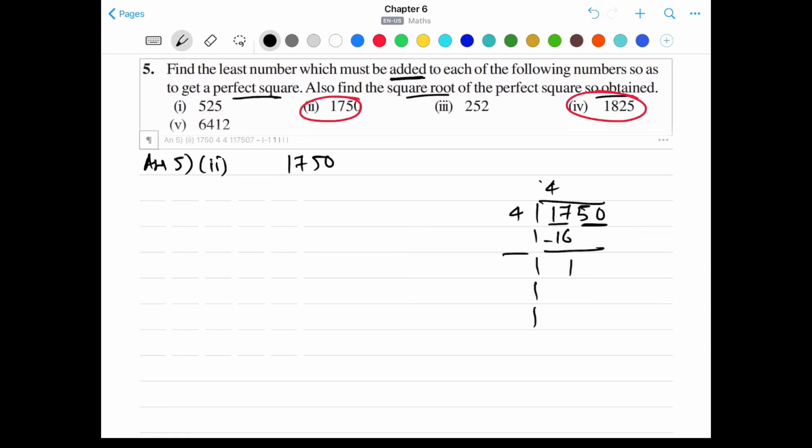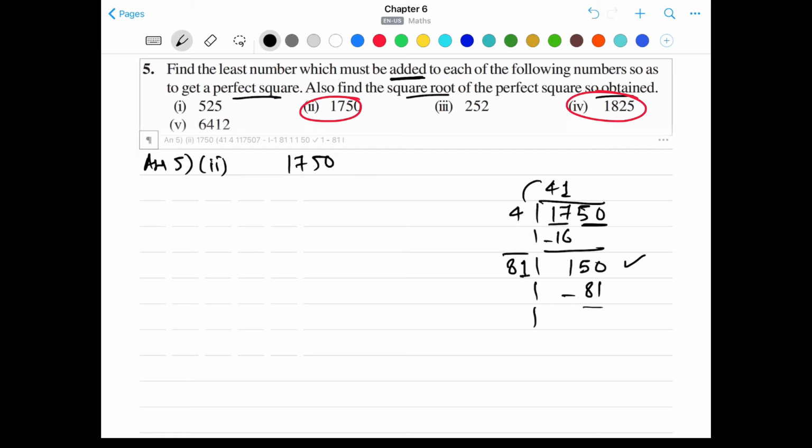Next step is to add these two digits. 4 plus 4 will be 8, keeping a space here. Take down the next pair of digits, which is 50. So the number becomes 150. Now we have to think of a digit which when multiplied by this two digit number gives a number less than or equal to 150. If you take 2 here, this will become 82, and 82 into 2 will be 164, which is more than 150. So we'll take 1 here and 1 here. 81 into 1 will give us 81.